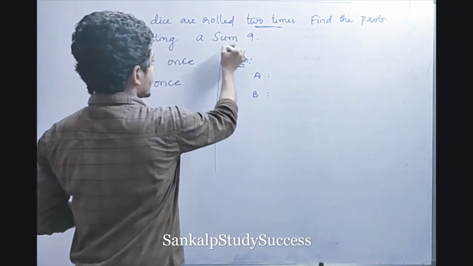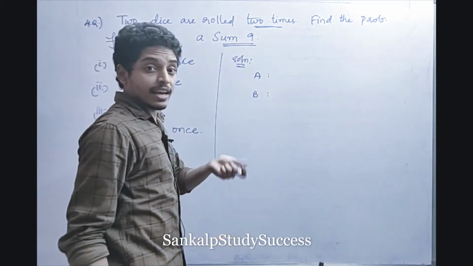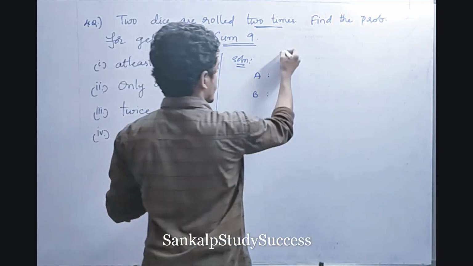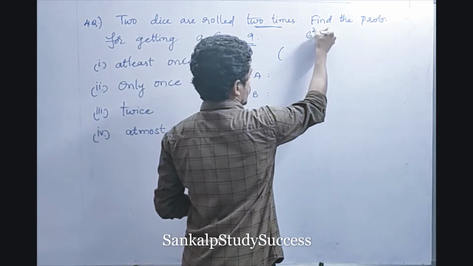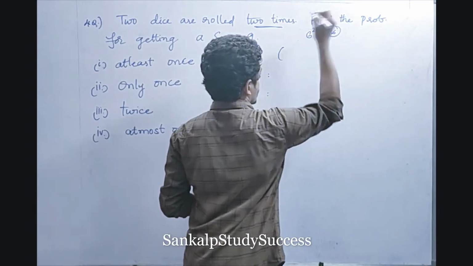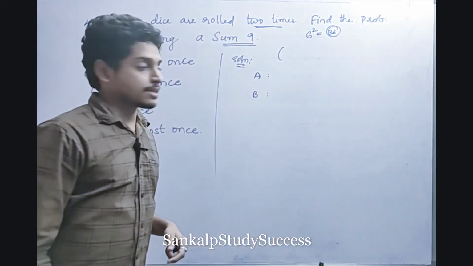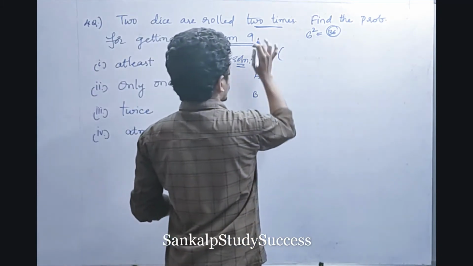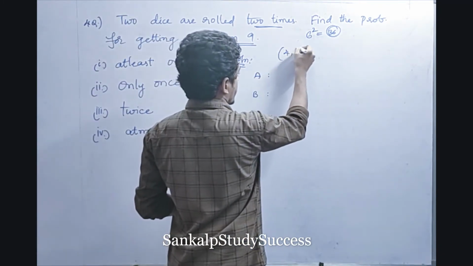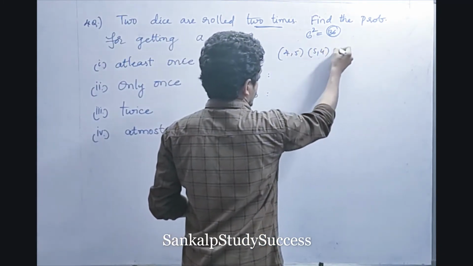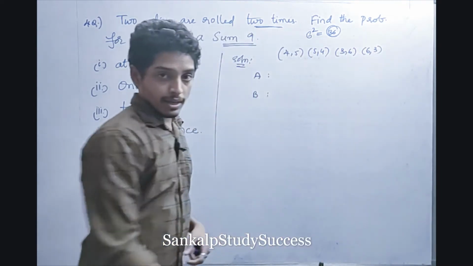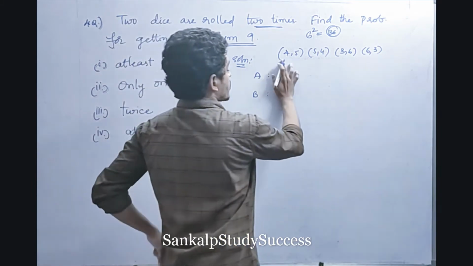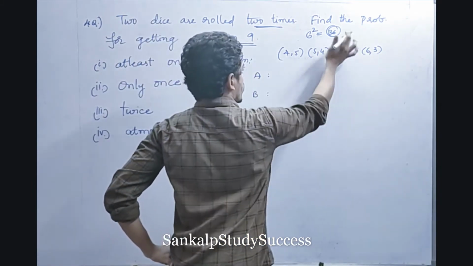So when 2 dice are rolled, the sum will be 9 in only these cases, right? Whenever a die is rolled 2 times, 6 squared is the output, so 36 is the total sample space. Yes or no? Now a sum of 9 comes when (4,5) or (5,4) appears, or when (3,6) or (6,3) appears. Yes or no? Yes. So these are the 4 favorable outcomes out of 36 outcomes.